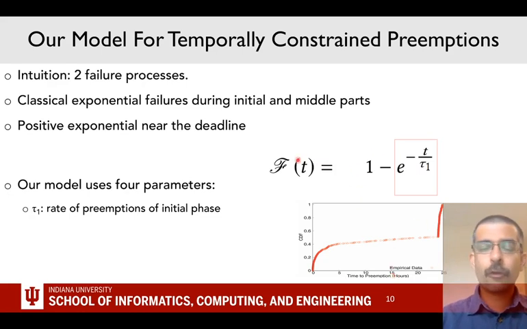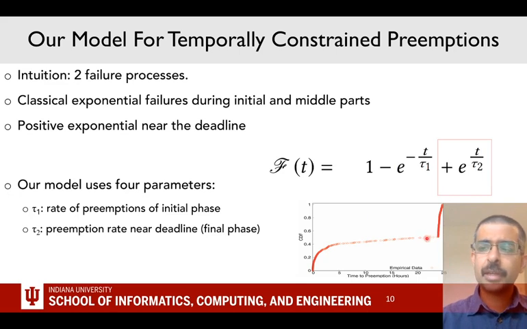So this is a CDF of our model. As you can see, in the first part, we use a conventional exponential distribution with a rate of tau 1, which captures the rate of the initial preemptions. Second, because we want to capture the deadline effect, we increase the failure rate by a positive exponential rate of tau 2. Right?